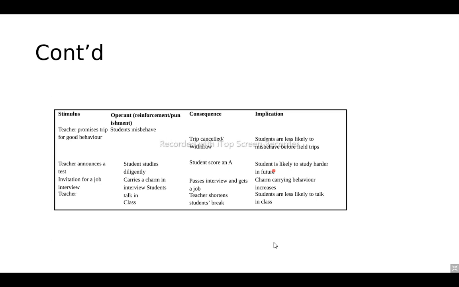We are saying that the student is likely to study harder in future because they have been promised a test here, and then the condition is that the student sets themselves. Remember, operant conditioning, we have said it is deliberate. The subject or the organism is responsible for its behavior.